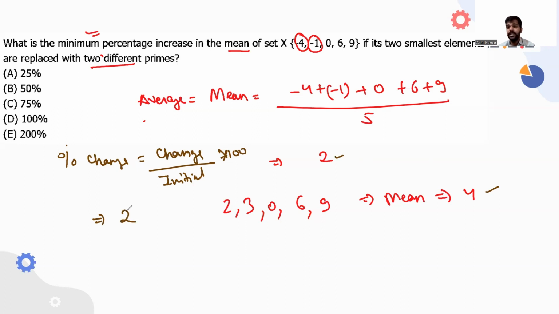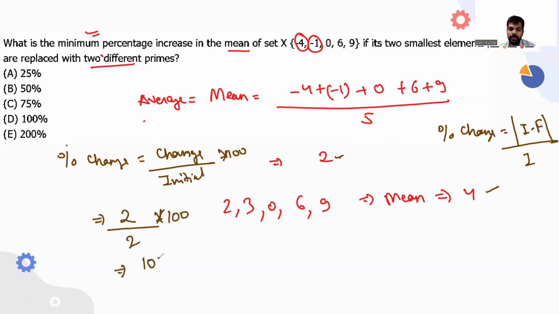Whenever we are finding the percentage change, it can never be negative. That's the reason in the formula I have written change, not initial minus final, not final minus initial. If you want to write it in that form, you can write percentage change is equal to absolute of initial minus final over initial into 100, because percentage change can never be negative. So the difference is 2 over the initial value, which is 2, into 100. If we simplify this, it comes out to be 100%. 100% is absolutely the correct answer, which is our option number D.